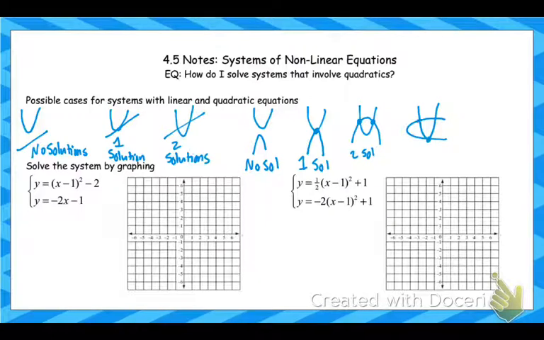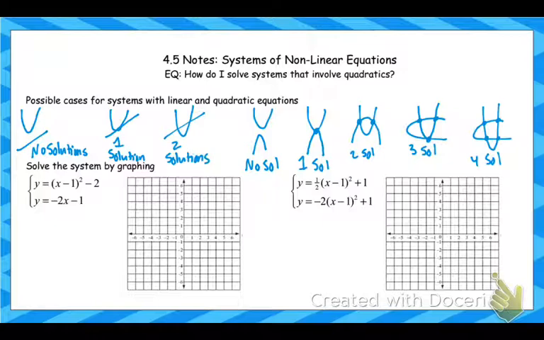I could have three solutions, or I could have four solutions. So more solutions are possible than what we've considered so far. So keep that in mind when we're solving these. The odds are you may not just have one answer, you could have more than one answer.